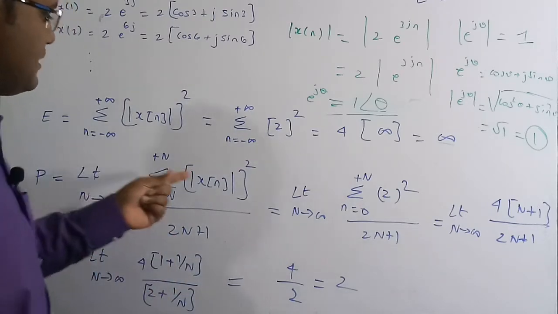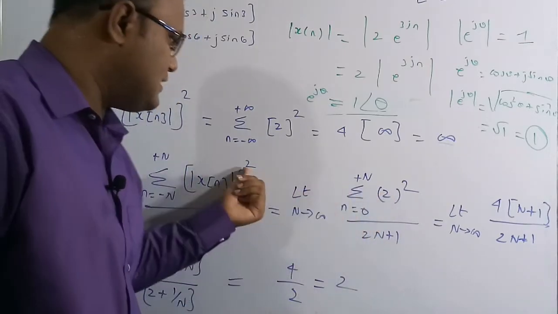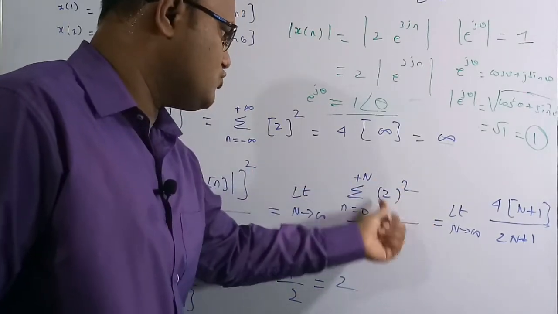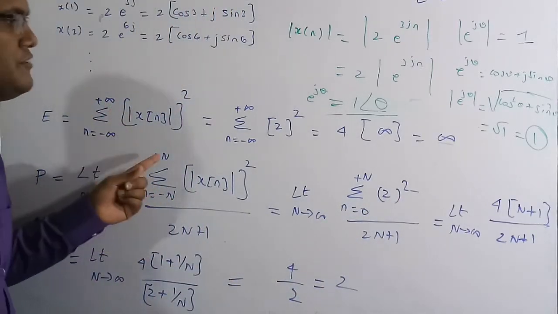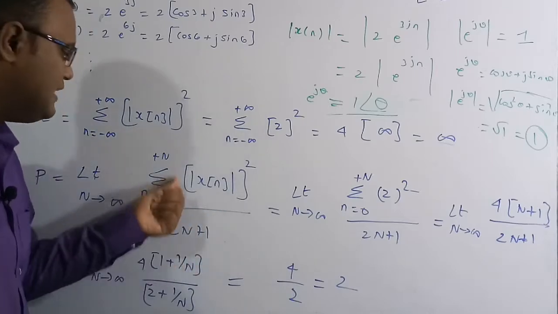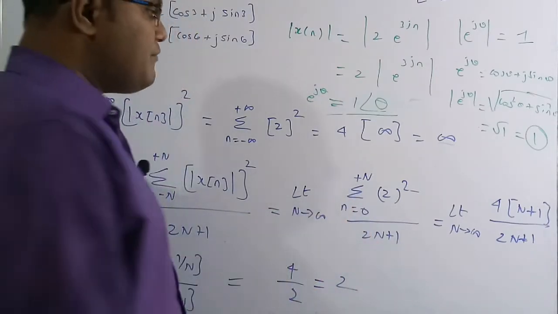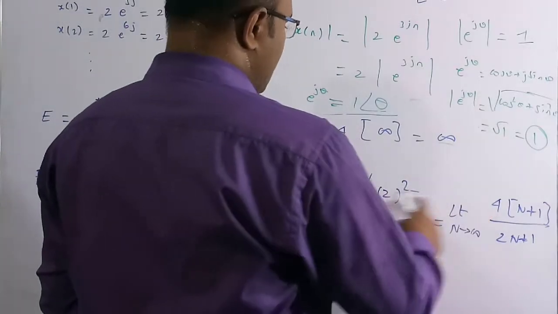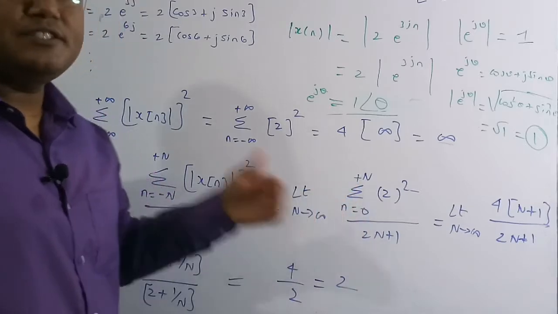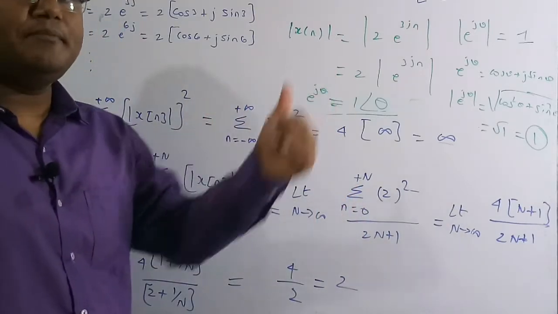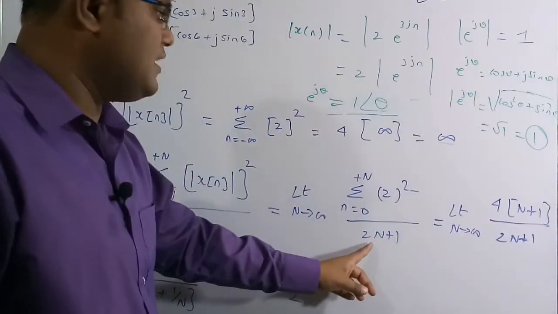Here, the mod of x of n value we know is 2. But there is a square, so now I take 2 square. The limit here is n equal to minus n, but u of n is defined only from n equal to 0. So this converges to sigma n equal to 0 to plus n, and the 2 square comes outside. I add this 4 for n equal to 0 to plus n, meaning 0, 1, 2, 3 up to n, so total terms are n plus 1. Therefore 4 into n plus 1, and similarly here 2n plus 1.